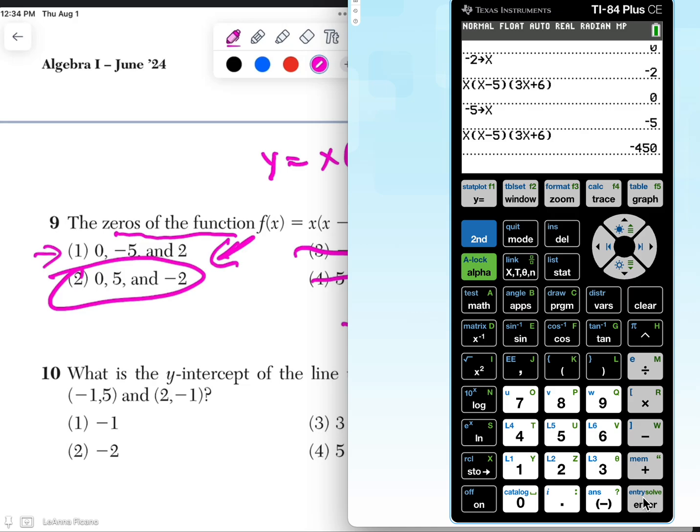And you could go straight to using the store button, and you could have tried 1 first and the values of x and saw, okay, that's not going to work, right? And then go to the next one.